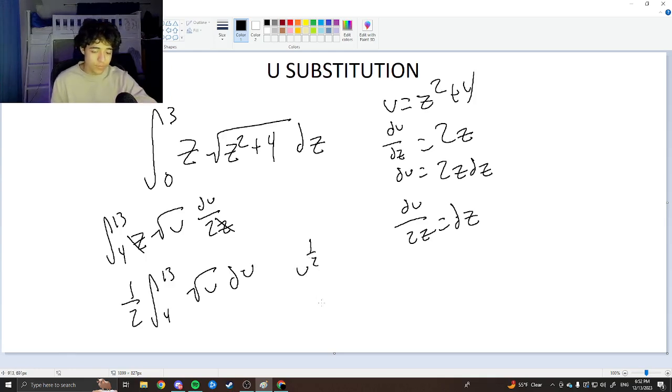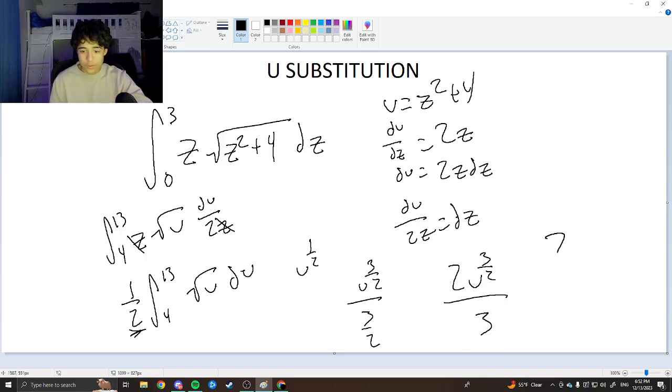U to the 1 over 2 turns into u to the 3 over 2 over 3 over 2, or 2u to the power 3 over 2 over 3. And we have to multiply it by our 1 over 2, so we'll end up with 2u to the 3 over 2 over 6, with our two numbers 13 and 4.